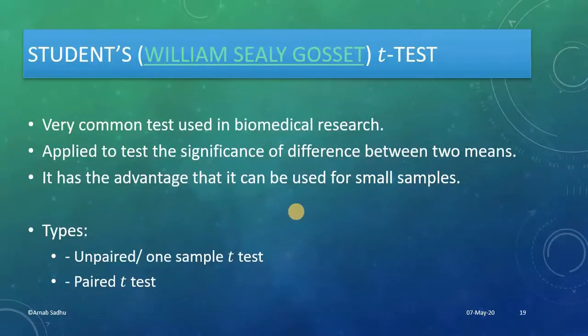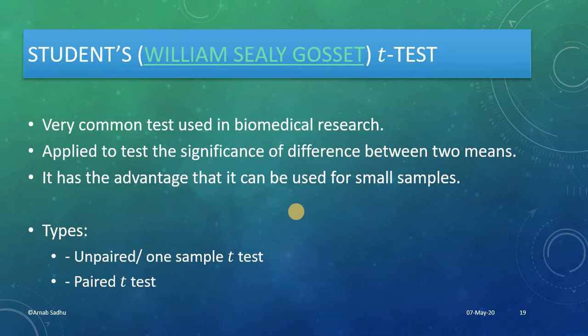What is Student's t-test? Actually, the name of the inventor of this t-test formula is William Sealy Gosset. He took the name Student anonymously while publishing the research article. That's why the name Student's t-test came. It is a very common test used in biomedical research, and it is applied to test significance of difference between two means, and it has the advantage that it can be used for small samples. As we have seen, the z-score cannot be applied to small sample sets, but the t-test can be applied to small sample sets.